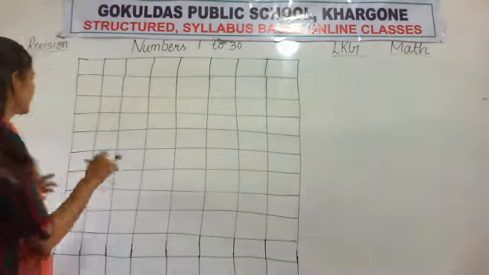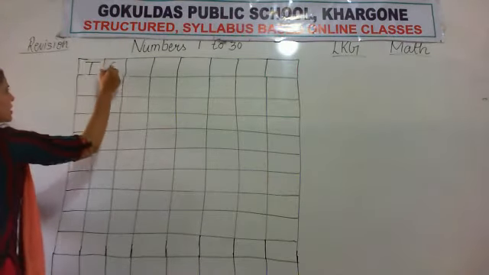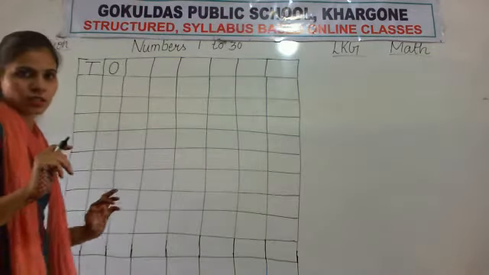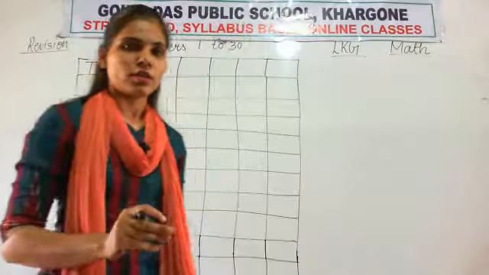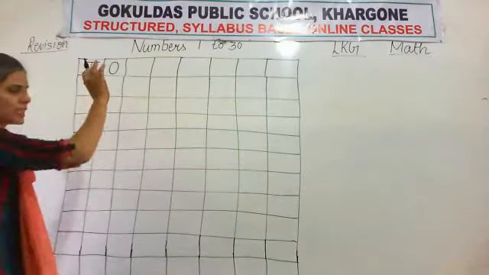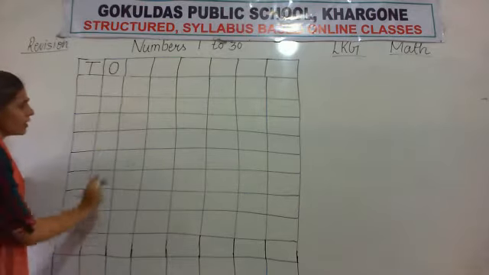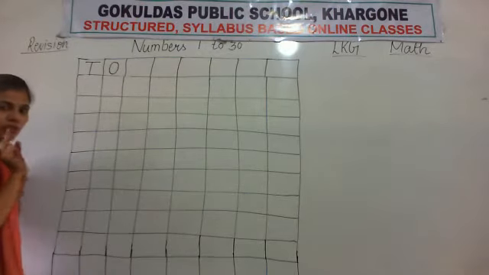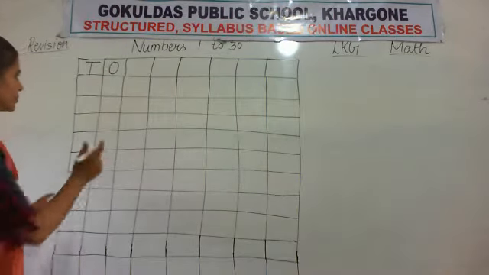How to write? First, tens and ones are already given in your exam. Okay, tens and ones already given. You start from that block. Starting from this column, not this column. Once again I am telling you, starting from the O column.